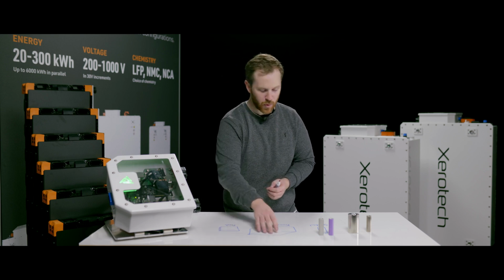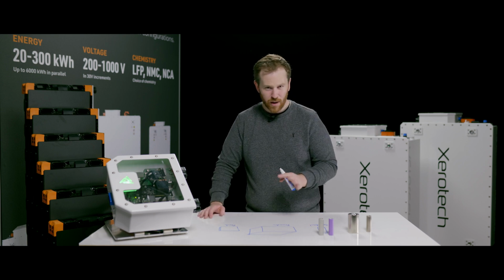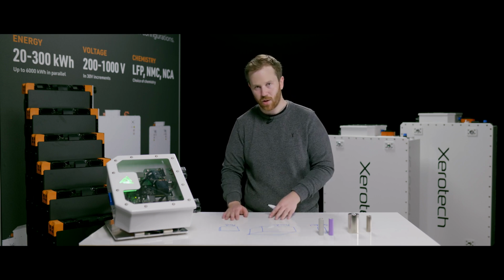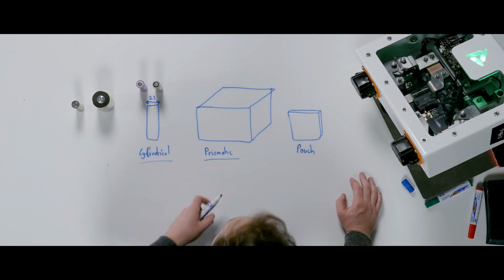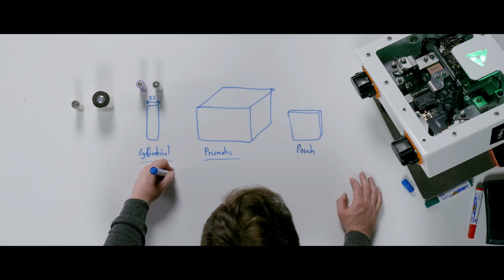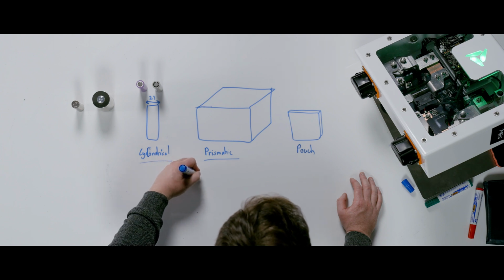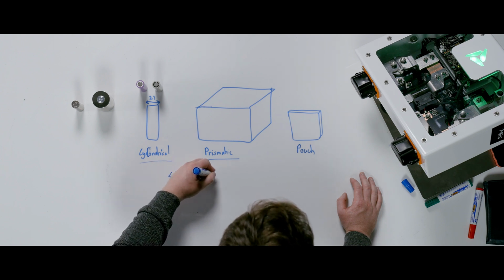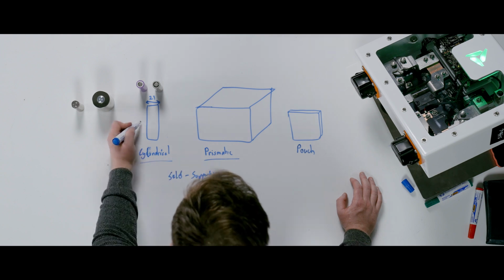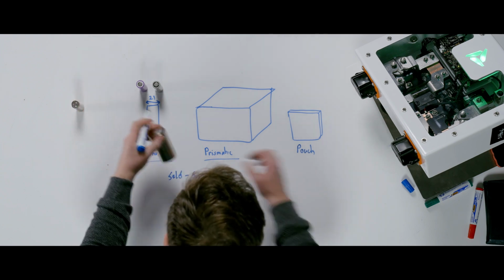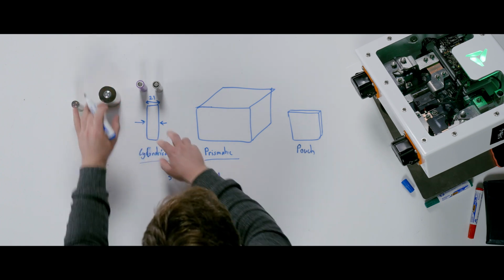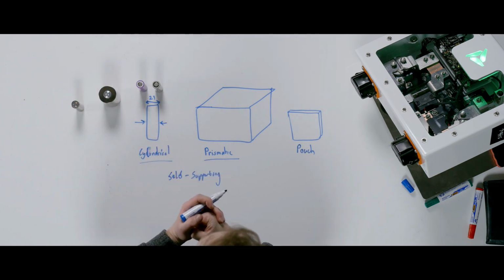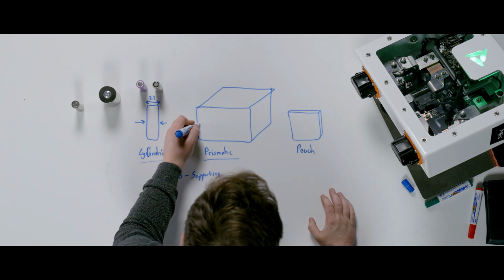So the differences between each of these cells are quite significant when it comes to pack engineering. So for example, cylindrical and prismatic are self-supporting. That's very important. It means that the can around the battery cell provides mechanical force onto the internals to keep it in contact, to keep it working. The same with the prismatic.